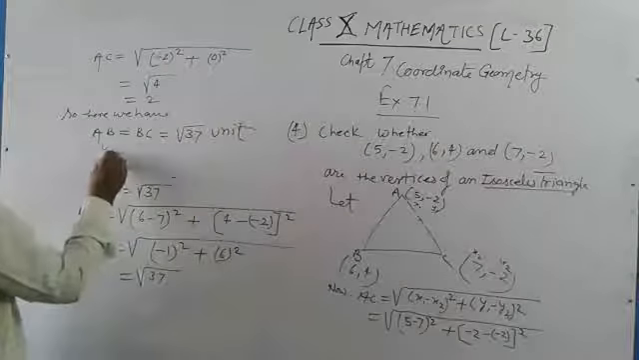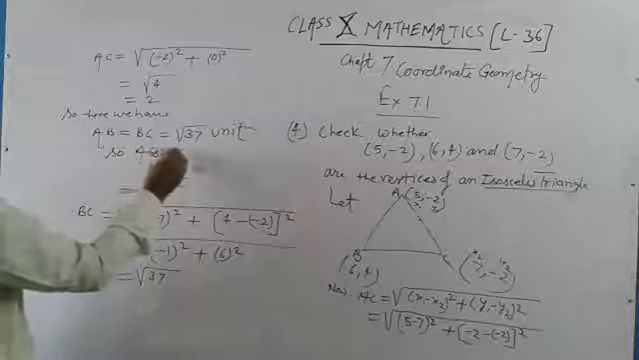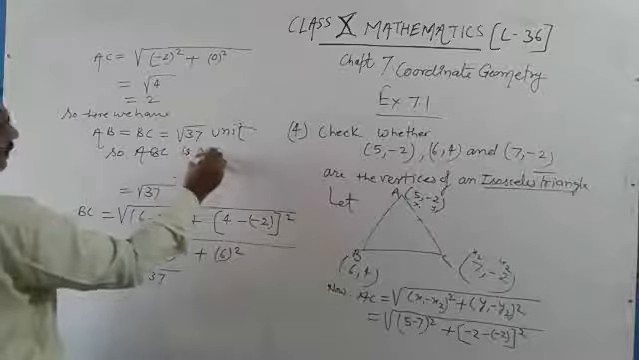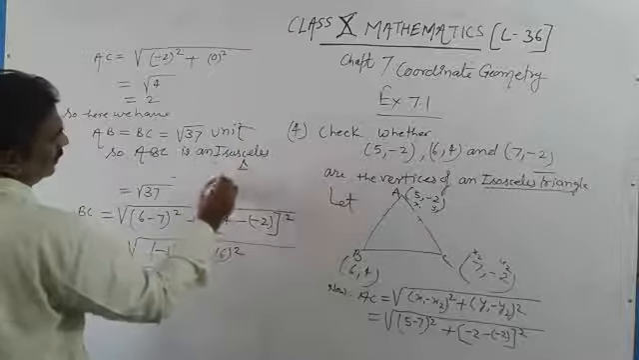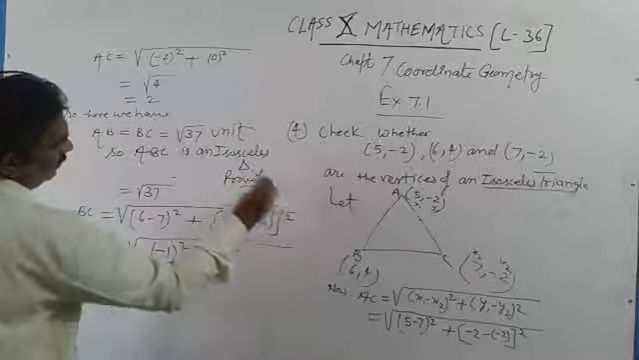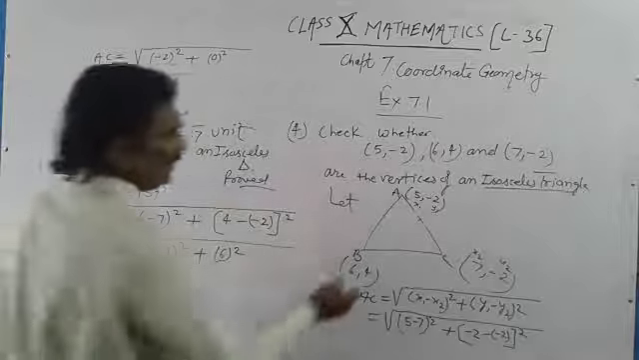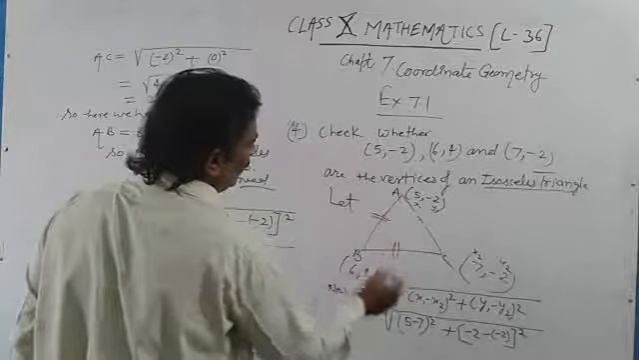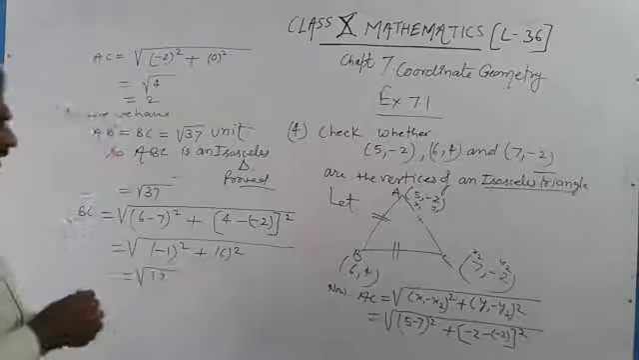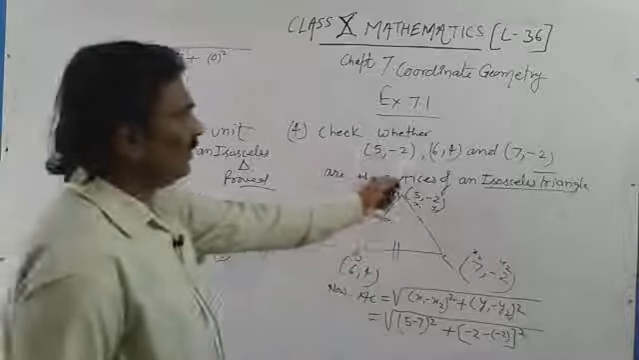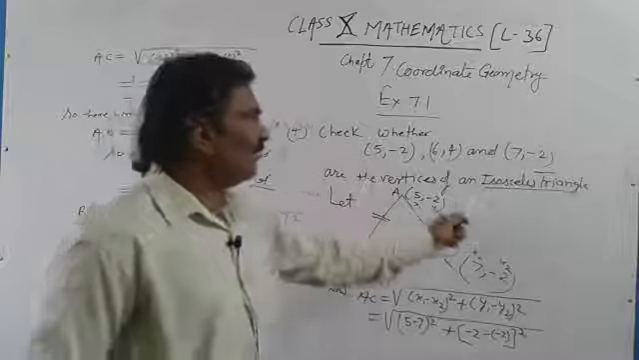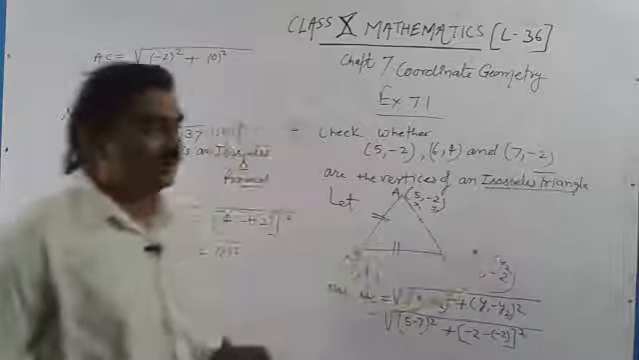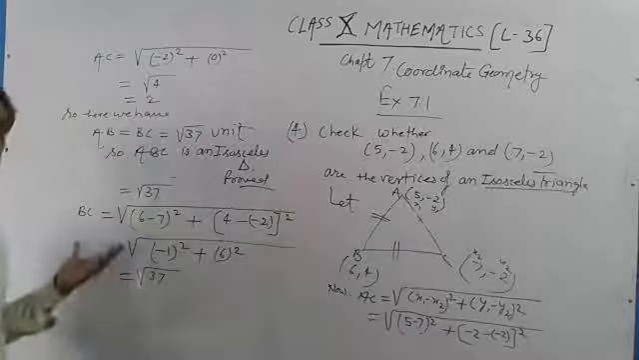So ABC is an isosceles triangle. Okay students, it is proved. Because we have two sides, AB and BC, equal, we can say that the points given in this question are the vertices of an isosceles triangle. Okay students, so it was the solution. Okay students, write down.